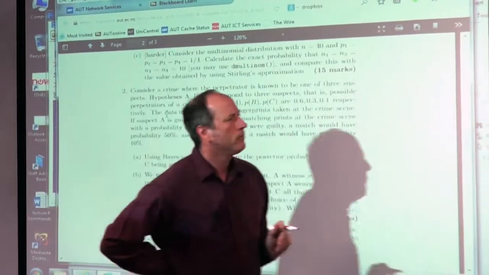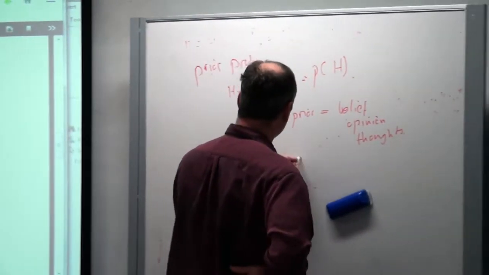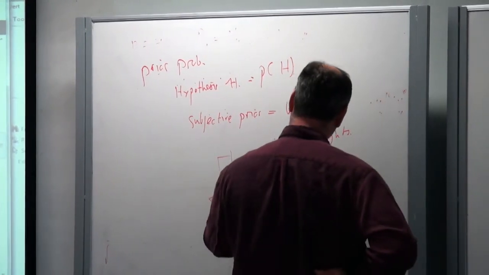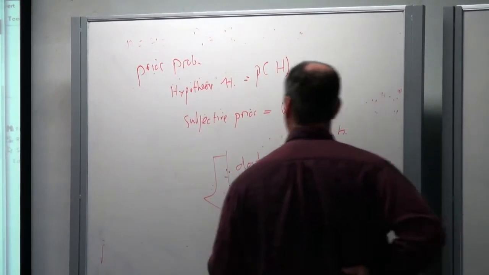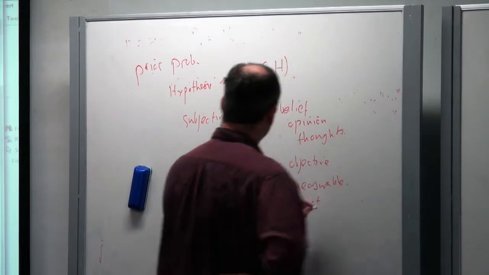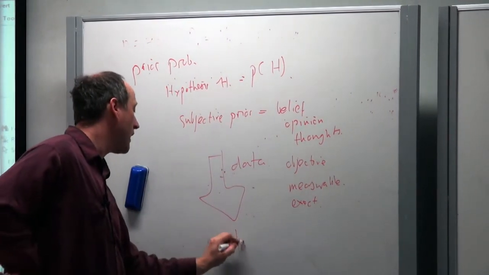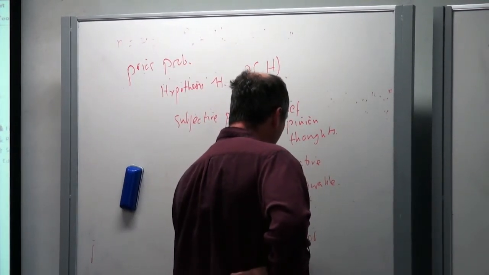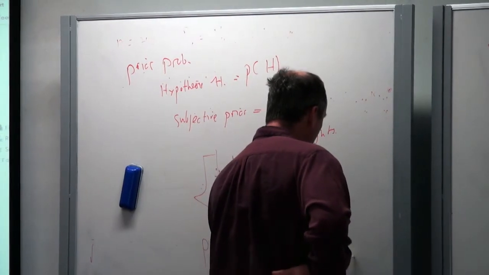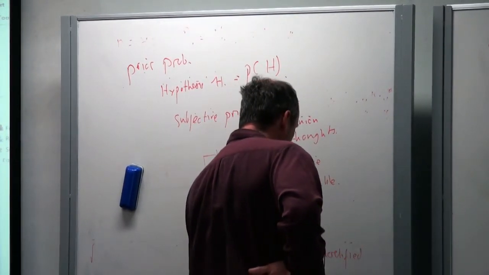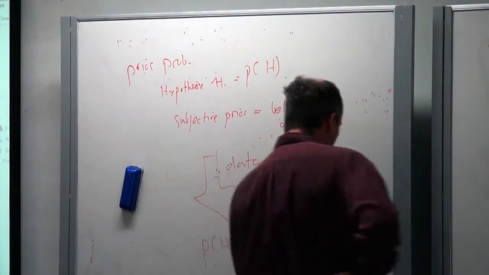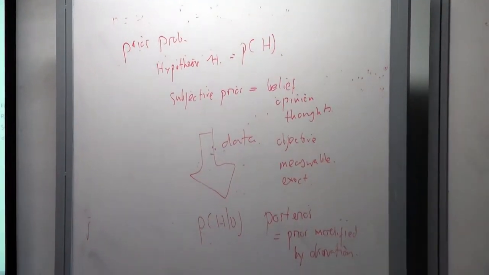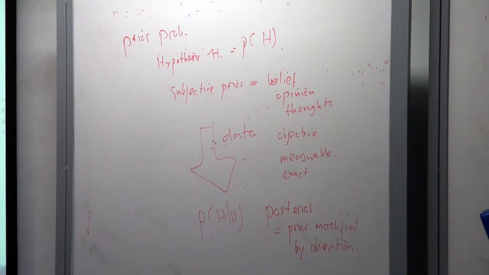And then you throw data at it, which is objective, measurable, exact, I guess. And then you get a P of H given D, which is called your posterior, which equals your prior modified by data, or modified by observations. And we've talked about this. And let me give you the exact version of Bayes' theorem.